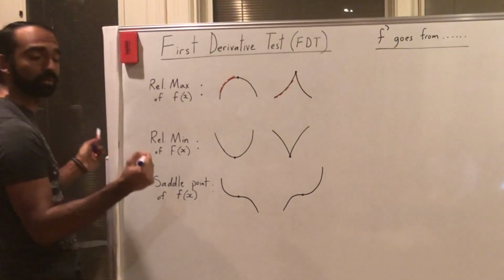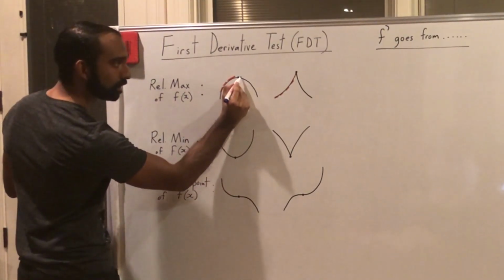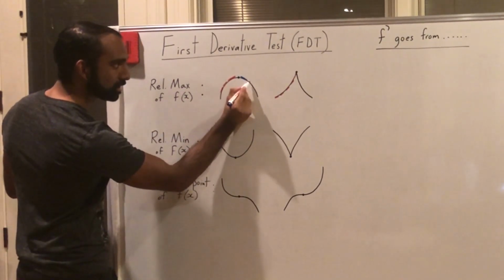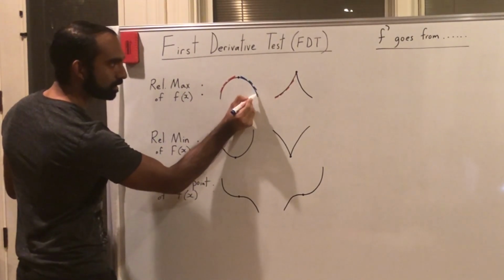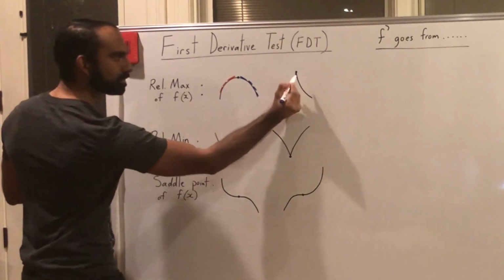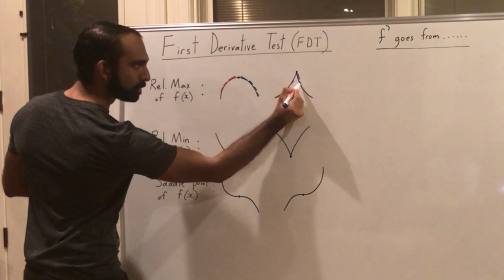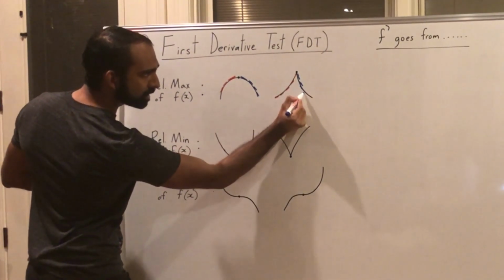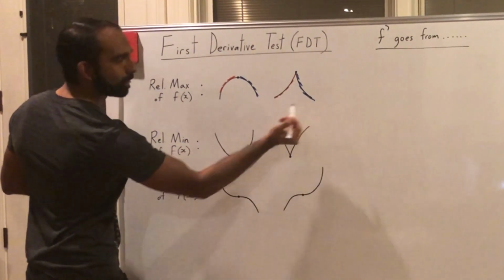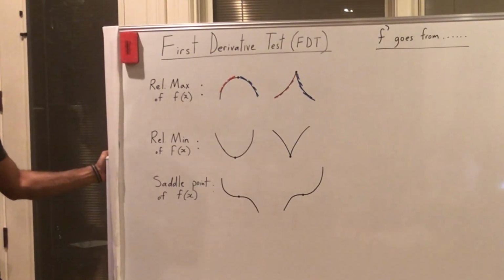What is the theme to the right of a relative max? It's negative. Then it transitions to being negatively sloped. So just to the left, it's positively sloped in red, and then just to the right, it becomes negatively sloped.